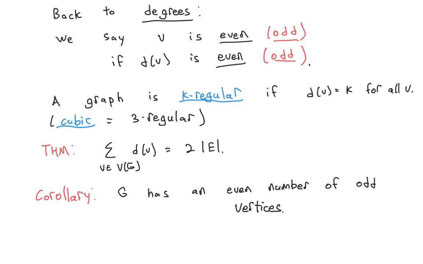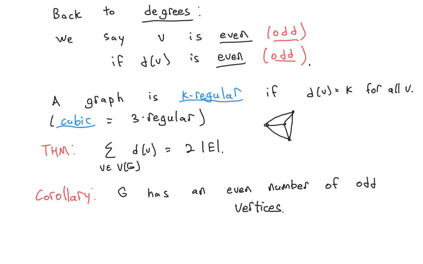And oftentimes we'll use the word cubic to mean 3-regular. So that means that every vertex has degree 3 or is incident to 3 edges. And of course, this example doesn't meet that condition, but once I add in these edges, you see this is a cubic graph. So the theorem we're going to be interested in this video is known as the handshaking lemma.